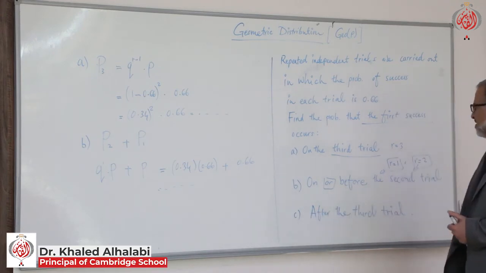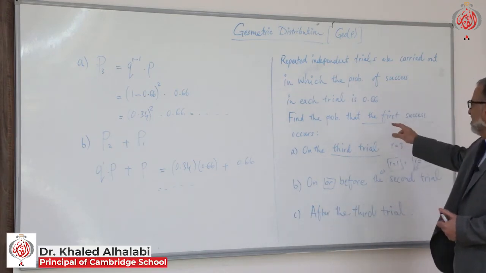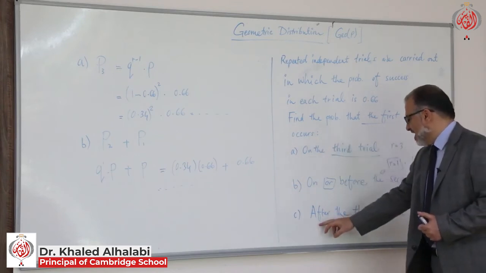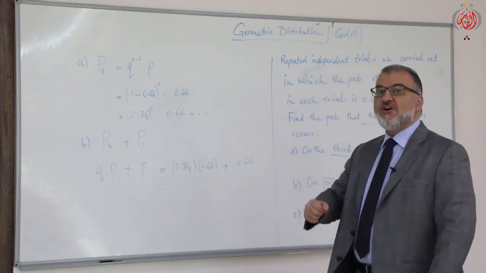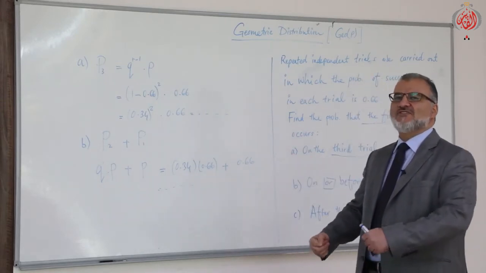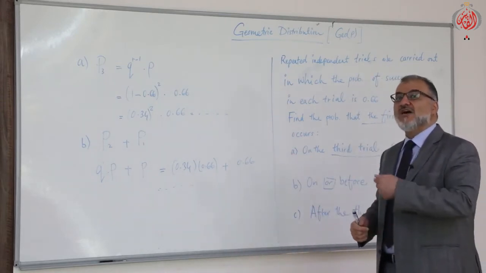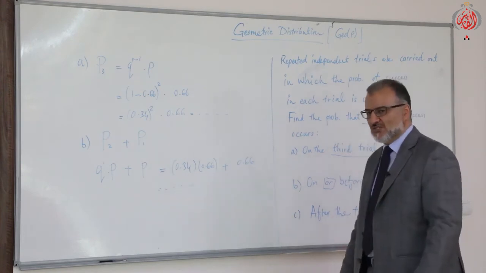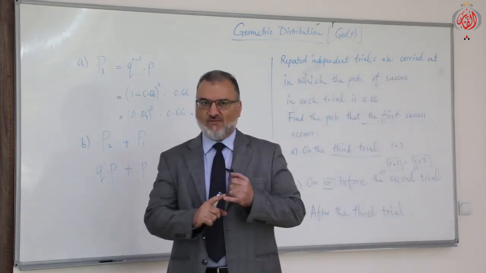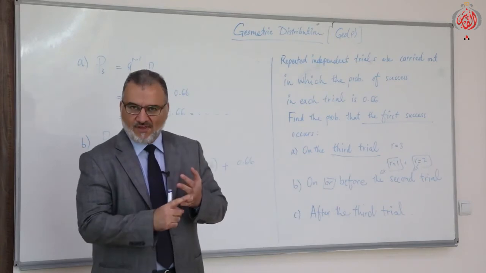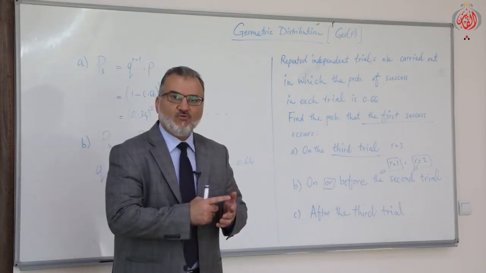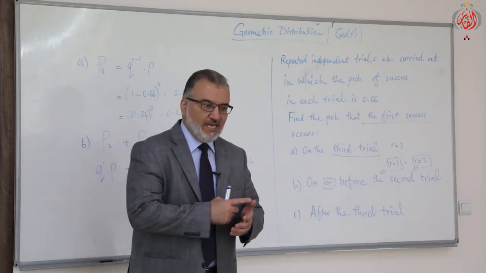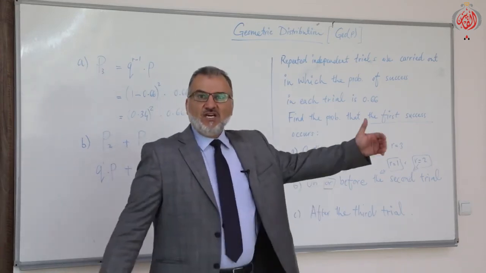Question C. Find the probability again that the first success occurs after the third trial. After the third trial. What does it mean that the first success will occur after the third trial? It means either in the fourth or fifth trial, or maybe the sixth, seventh. Then where are we going? Eighth, 10th. It might be infinite.